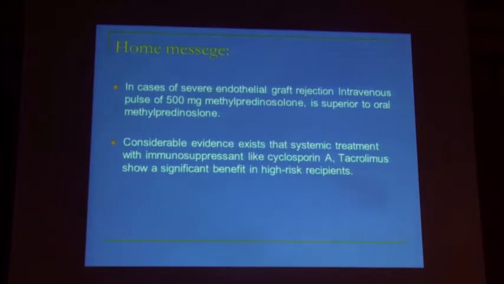It's a short lecture, so I'm going to give the take-home message. In case of severe stromal graft rejection, please use intravenous pulse 500 milligram methylprednisolone instead of the oral type. Evidence exists that systemic treatment with immunosuppressives like cyclosporin and tacrolimus is of significant benefit for high-risk patients, but as prophylaxis, not treatment. For rejection, the treatment of choice is a steroid.